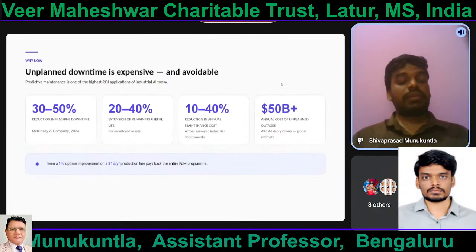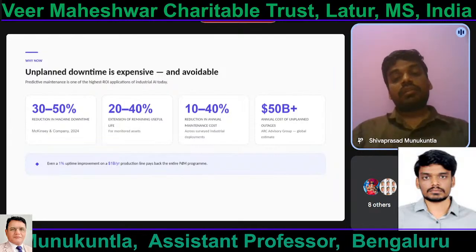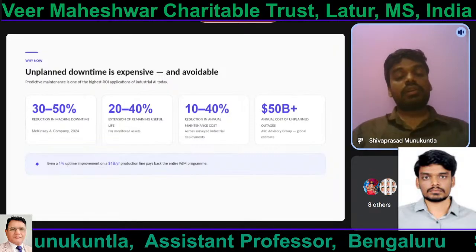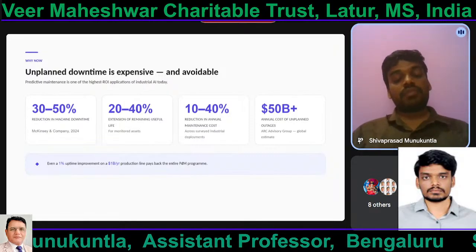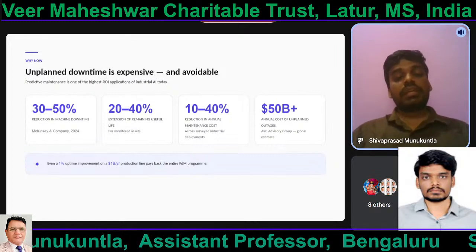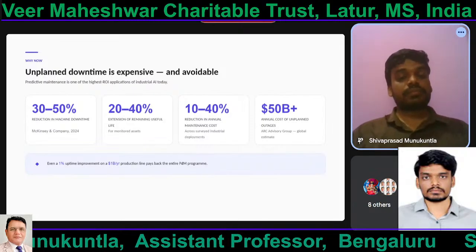So if we have a good predictive tool, we can reduce downtime by 30 to 50%, and we can reduce cost by 10 to 40%. So we will see briefly what computer science is trying to solve in this field. And then I will give examples where it is applied and how it is helping.